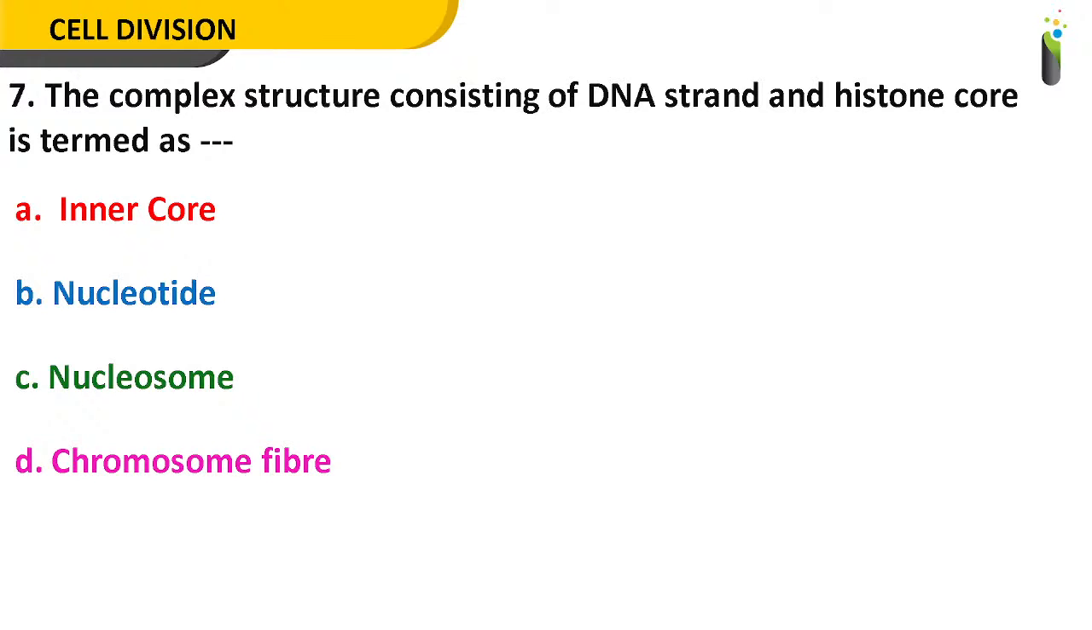What should be the answer for this question? Well, the answer to this question is C. Nucleosome. Try to understand that basically it is made up of proteins called histones that are attached with the DNA, right? Now histones are of 5 types.